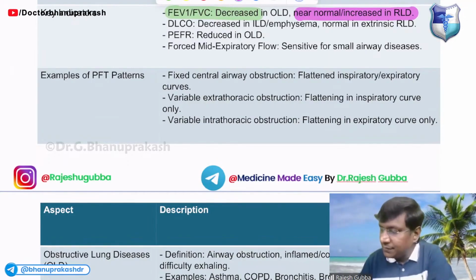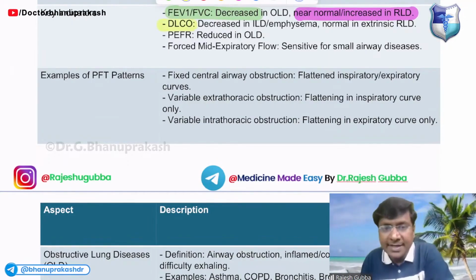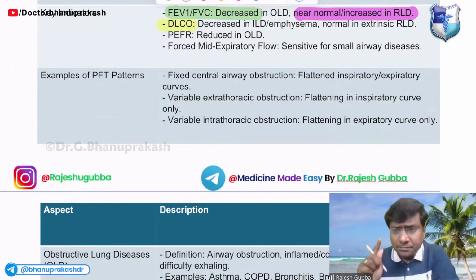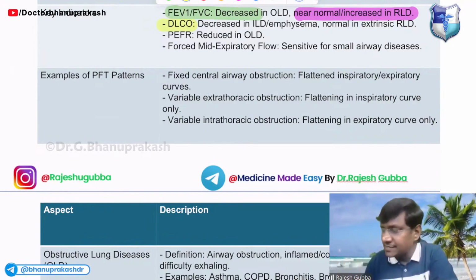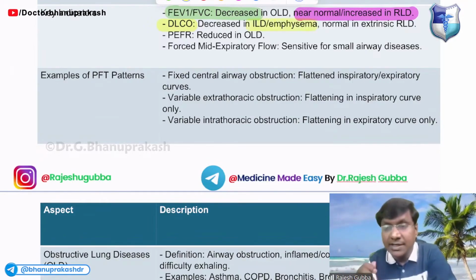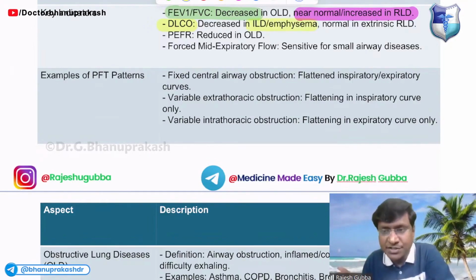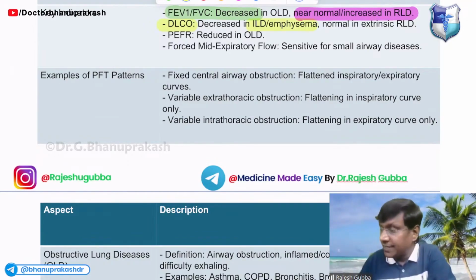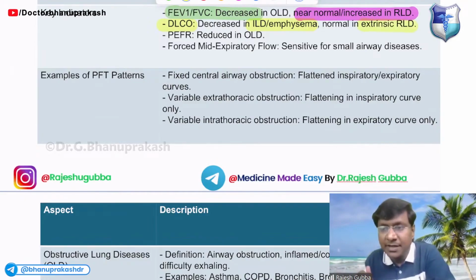Then followed by that, we have the DLCO. DLCO is nothing but diffusion capacity of the lung for carbon monoxide. So the diffusion capacity of the lung for carbon monoxide will be decreased in conditions like interstitial lung disease, which is a form of restrictive lung disease, and it is also decreased in case of emphysema, which is a form of the obstructive lung disease. Whereas the DLCO will remain normal in extrinsic type of restrictive lung diseases.